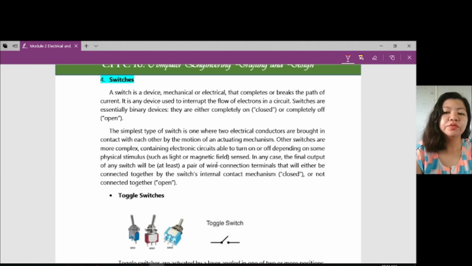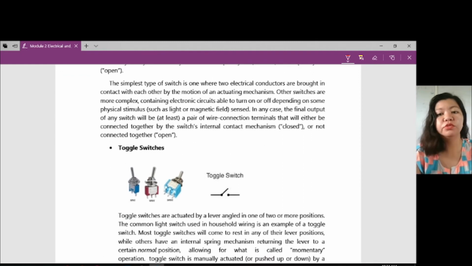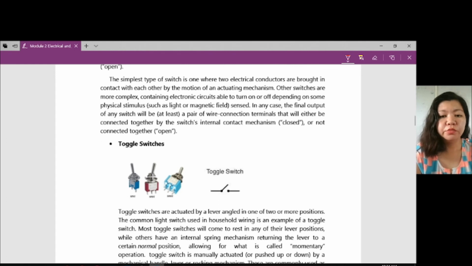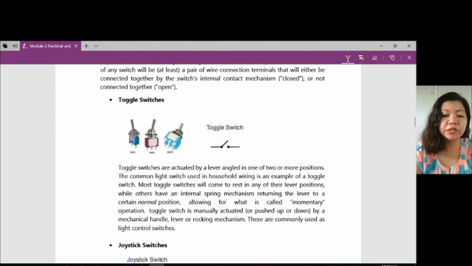So the simplest type of switch is one where two electrical conductors are brought in contact with each other by the motion of actuating mechanism. So yung simple type of switches ay yung, di ba, pag connect ng wire, that's on, it can flow. Pag hindi sila magka-contact, then it will be off kasi walang mag-flow. So in any case, the final output of any switch will be at least to turn off or to close and open the circuit, the flow. So there are some types of switches I've introduced here.